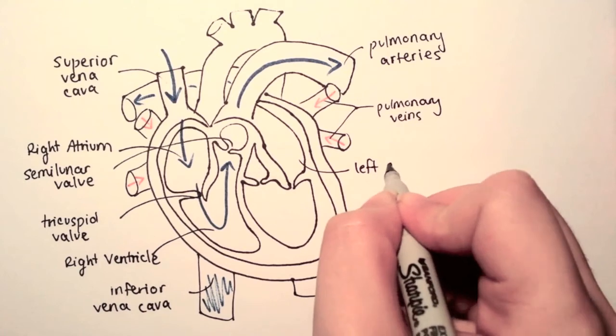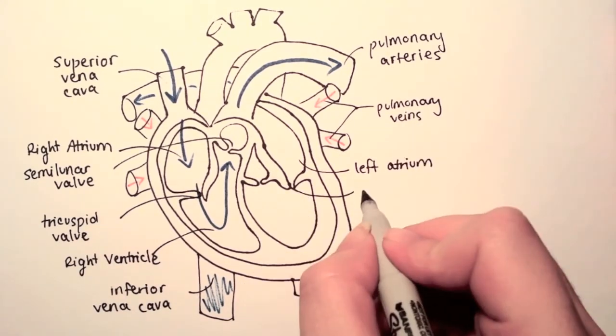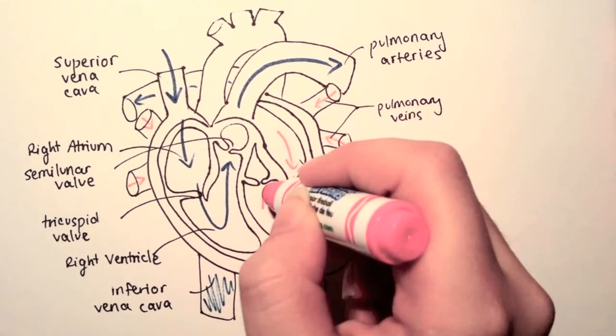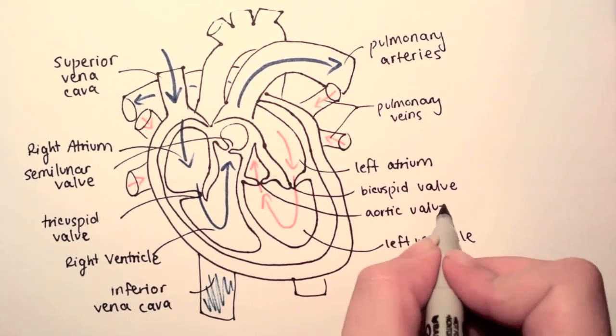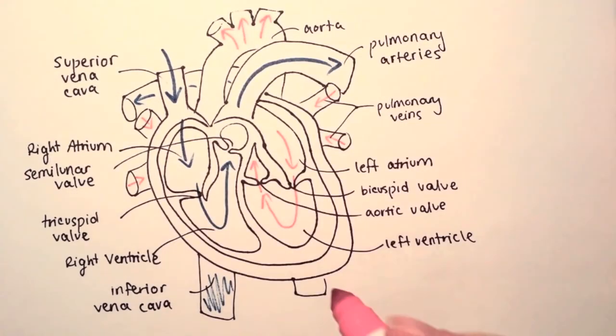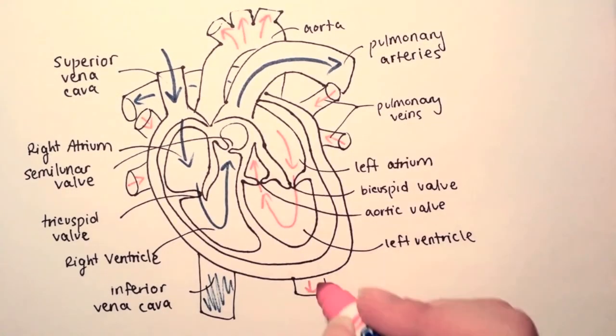The pulmonary veins enter the left atrium. When the left atrium relaxes, the oxygenated blood drains into the left ventricle through the bicuspid valve, named because of its 2 flaps. As the ventricle contracts, the oxygenated blood is pumped through the main artery of the body, the aorta, through the aortic valve.